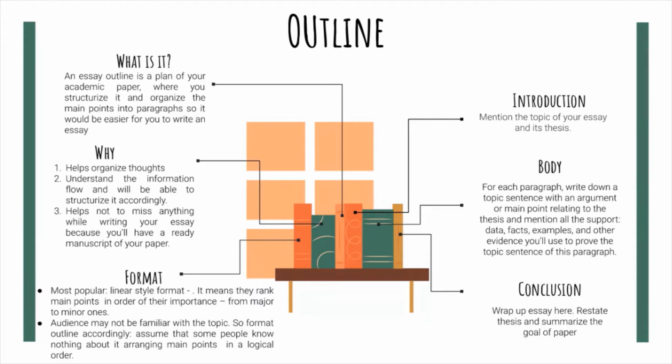And so the main sections of an outline is your introduction, where you mention the topic of your essay and its thesis. The body, which could have several bulleted points for each paragraph, where you write down your topic sentence with an argument or main point, depending on the type of writing that you're doing or your topic. And then you also enter it in a more bulleted format, data, facts, and example evidence support your topic statement for that paragraph. And then lastly, once you're done with the body, you have conclusions. You wrap up the essay, restate the thesis, and summarize the goal of the paper.